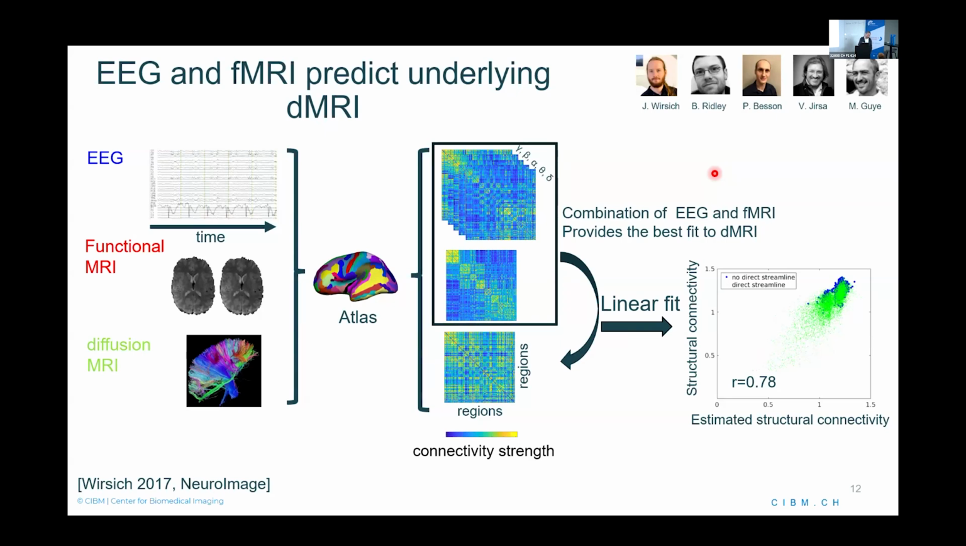Always in terms of, okay, to predict the diffusion MRI. So we still make a little error, but what we showed there is that, yes, when we use EEG and fMRI, we can really do a good fit of the diffusion MRI. So you can see the fitting here.